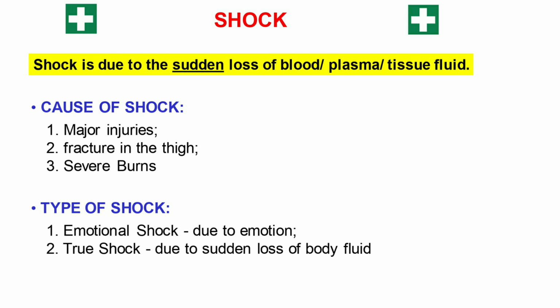Shock. Shock is due to the sudden loss of blood, plasma, tissue fluid. Causes of shock: 1. Major injuries. 2. Fracture in the thigh. 3. Severe burns. Types of shock: 1. Emotional shock due to emotion. 2. True shock due to sudden loss of body fluid.